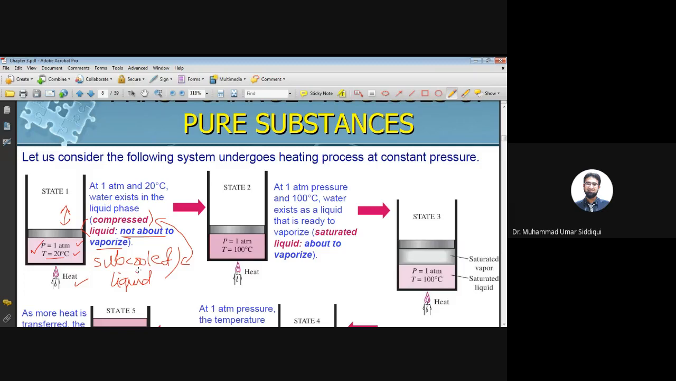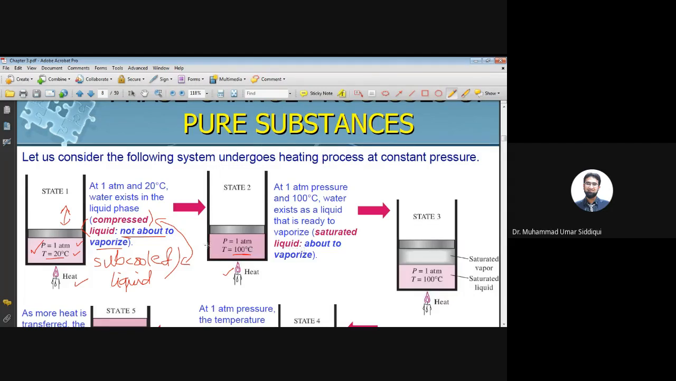Now, what will happen? Let's say we keep on heating. Its temperature will keep on rising from 20 to 30, 30 to 40, 40 to 50, 60, 70, 80, 90. Let's say it becomes 100 degrees. Now the water is at 100 degrees, but it is still water, still liquid. Now let's say I heat it a little more. Then the temperature would remain the same, but some bubbles are going to appear. That means part of the liquid will start to vaporize.